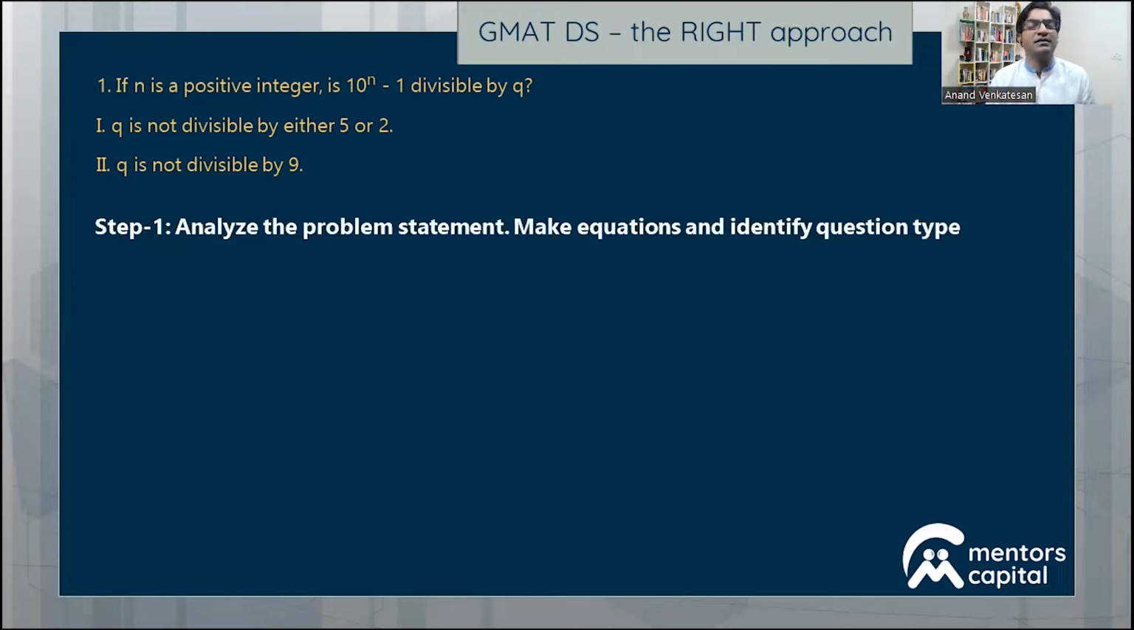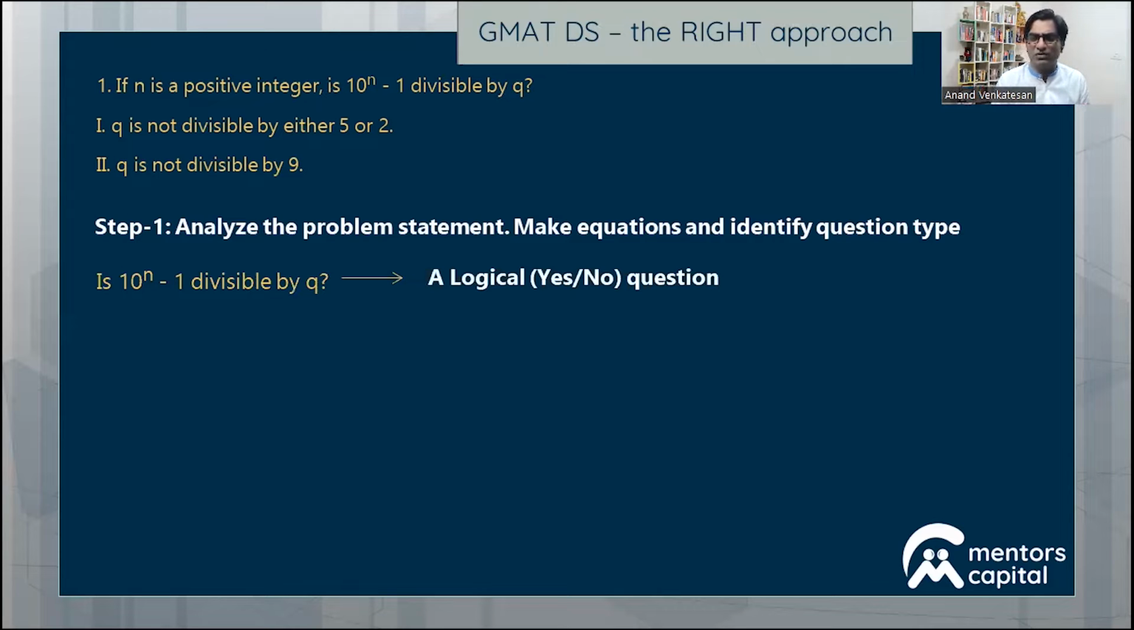I'll quickly illustrate in this question and the next that there are two problem types, and our approach and our expectation from the problem will change depending on the problem type. So let's perform this step here. The question only says that n is a positive integer. So all I know is n is greater than 0 and that it's going to take integer values. But the problem statement itself is: is 10 to the power n minus 1 divisible by q, right? And immediately it should strike you that, hey, this is a logical problem. It's a logical question to ask.